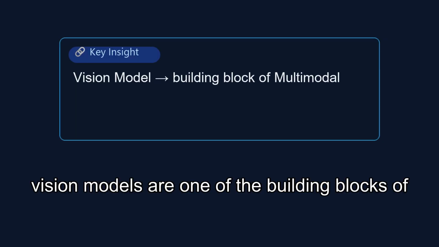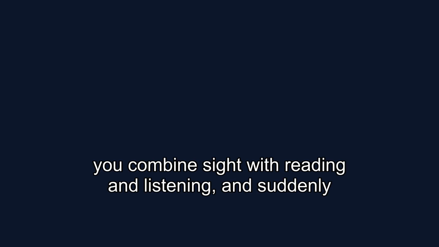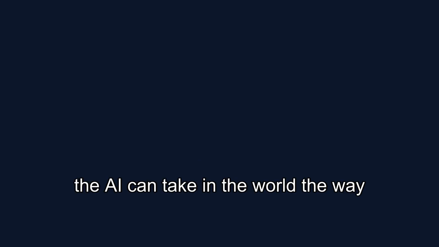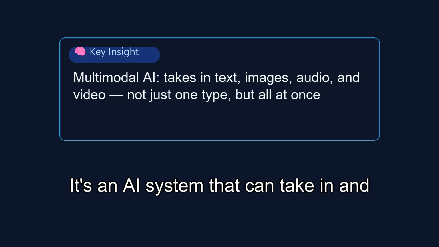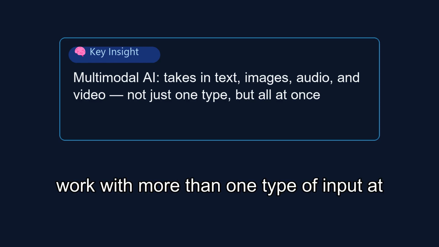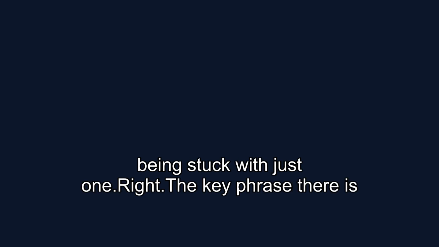And vision models are one of the building blocks of something bigger. Hold on to that. Because multimodal is what happens when you combine sight with reading and listening. And suddenly, the AI can take in the world the way a person does. So, multimodal AI, plain English. It's an AI system that can take in and work with more than one type of input at the same time. Text, images, audio, video. Rather than being stuck with just one.